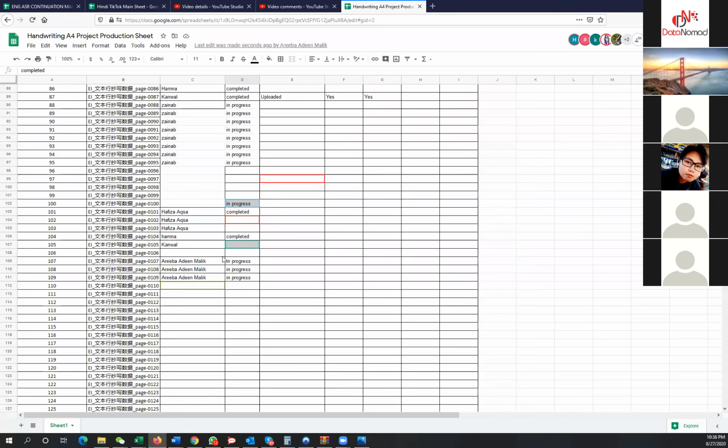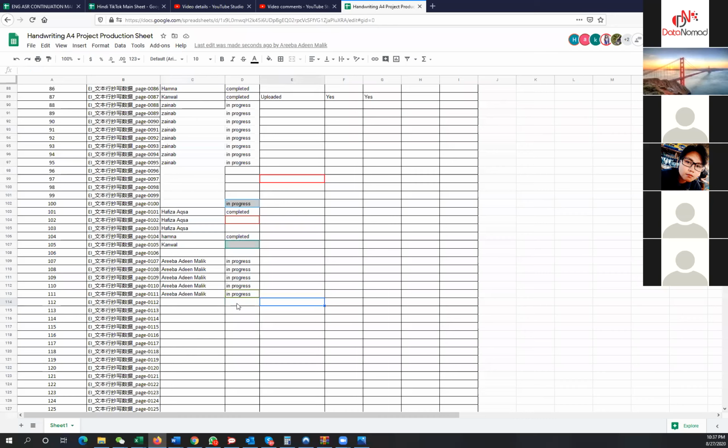So for example, this work has been taken by Hafiza, this work has been taken by Hamna, this one has been taken by Kamal. Like this one somewhere in the middle, maybe somebody took it but deleted their name or something, so better not to take something from here. Over here you can see that somebody's already updating it, so you can wait for that person to update and then start taking work from the lower side. Like I can write down my name over here now, so now Ariba will not take this page. Now this page is mine.